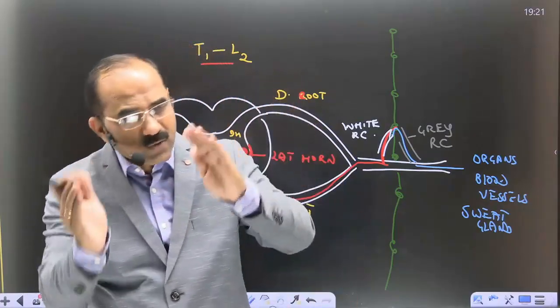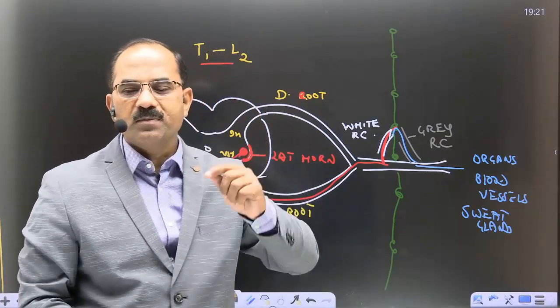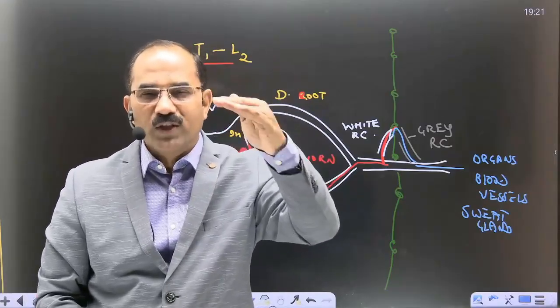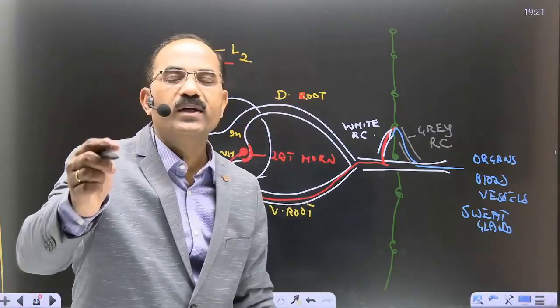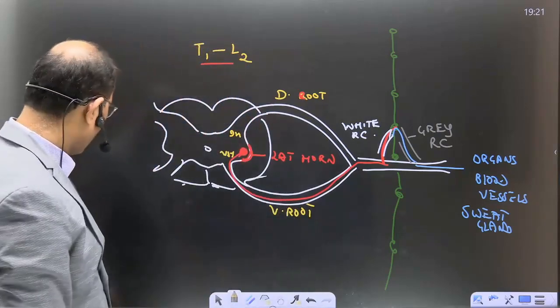Now just try to compare this with the parasympathetic nervous system. The sympathetic nervous system is the thoracolumbar outflow. It begins from T1 to L2 segments of the spinal cord. So from T1 to L2 segments, there's an extra horn here. We call this the lateral horn, right?